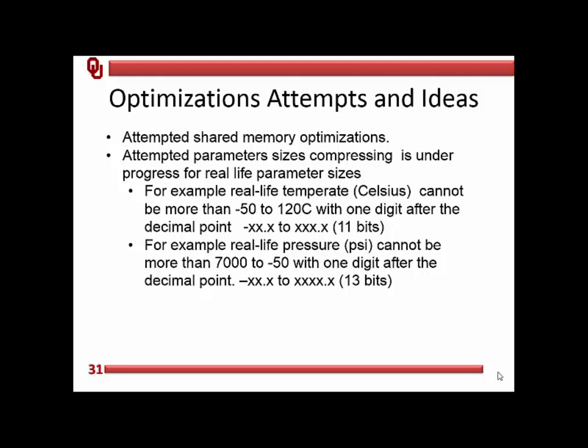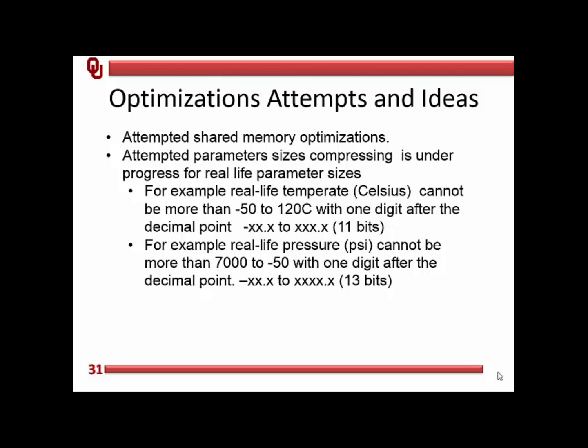Also, I have an idea to compress parameter sizes to meet real life parameter sizes. For example, for temperature, we don't have less than minus 50 Celsius to 120 Celsius, and we need only one digit after the decimal point because of equipment error. Also, for pressure, we don't need more than minus 50 to 7,000. This is the maximum worst case scenario. You don't have less than minus 20 or 30. And then pressure, we don't have more than 3,000 maximum pressure measurements, but you can put up to 7,000 just in case of ruptures, I mean pipeline ruptures.